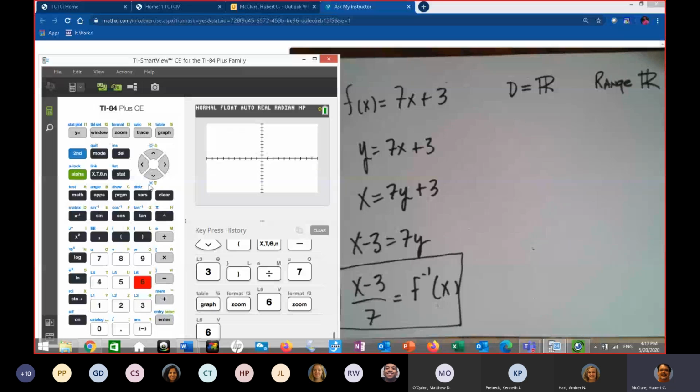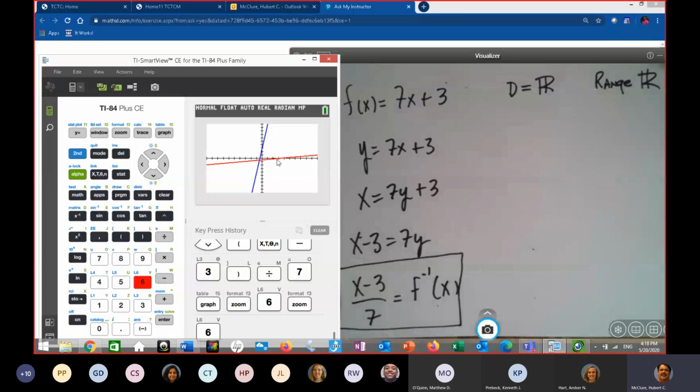Now, somebody tell me what the domain and range of the red line is. All real numbers and all real numbers, because it's going to keep going from left to right forever. So that's all real numbers. And it's going to keep going down like this, and it's going to keep going up like this. So all real numbers. Same thing with the blue line.